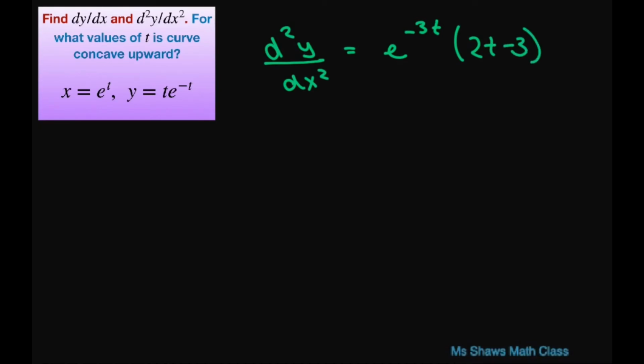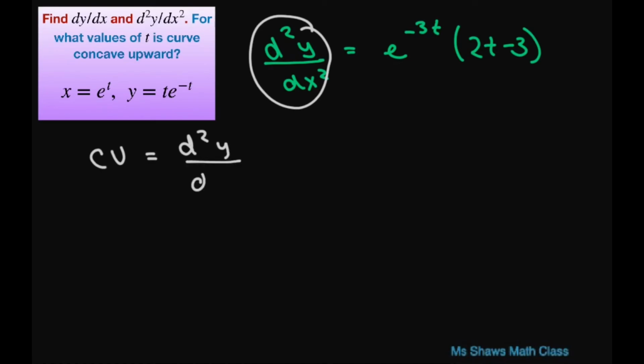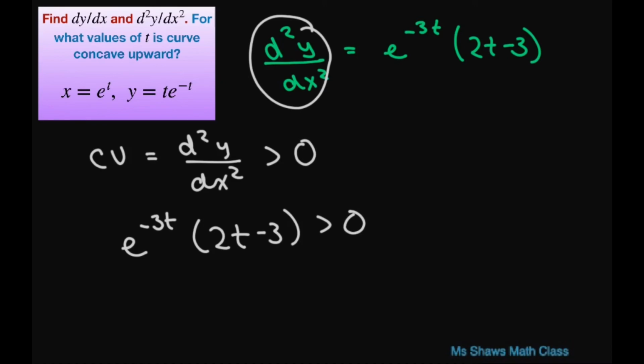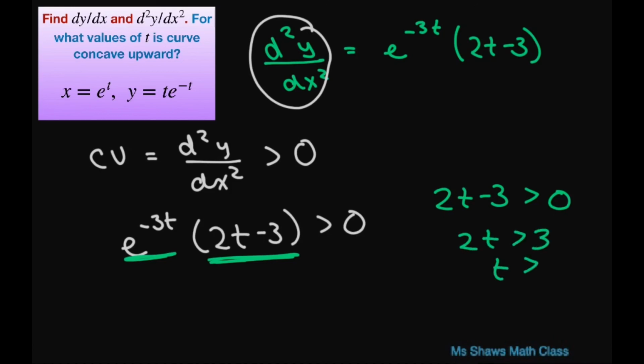So our curve is concave upward when my second derivative here is positive. So that means my e to the power of negative 3t times 2t minus 3 has to be positive. All right. So all you have to do is divide both sides by this piece and just look at this. So for this, we have 2t minus 3 has to be positive, or greater than 0. So 2t is greater than 3. So t must be greater than 3/2 for our curve to be concave upward.